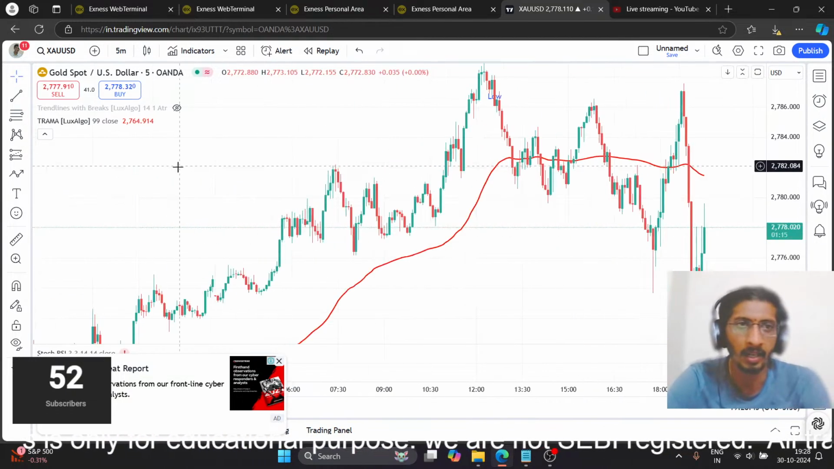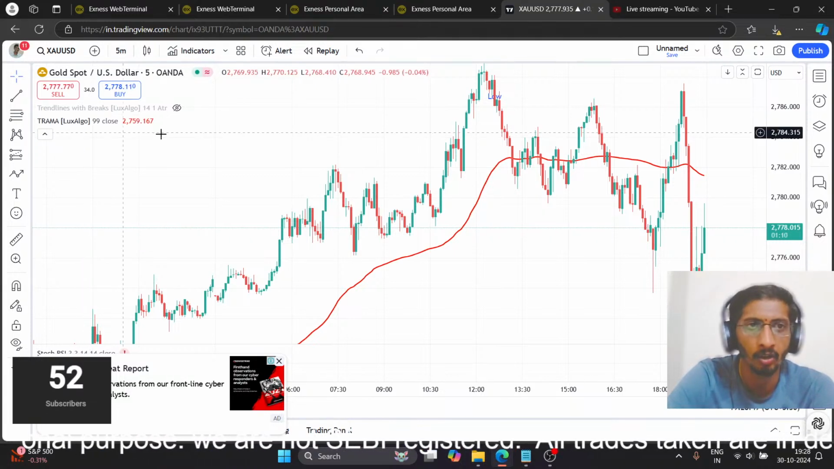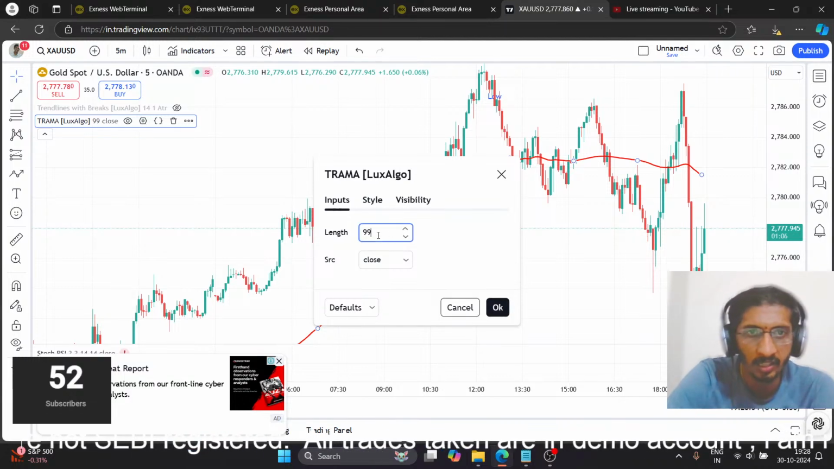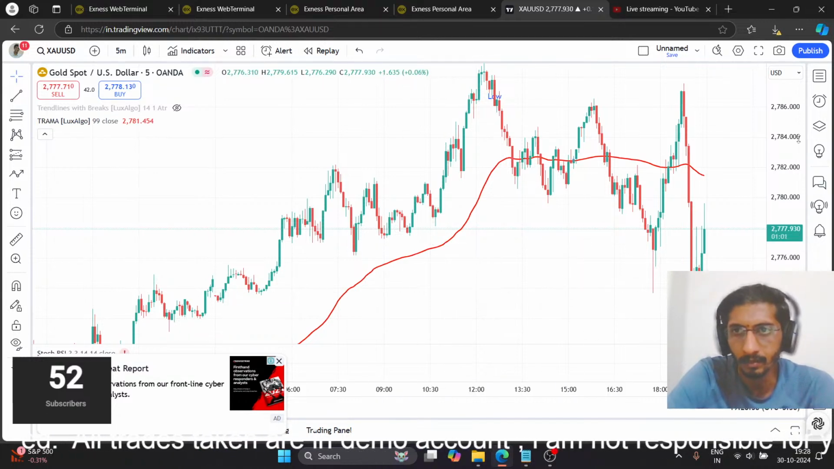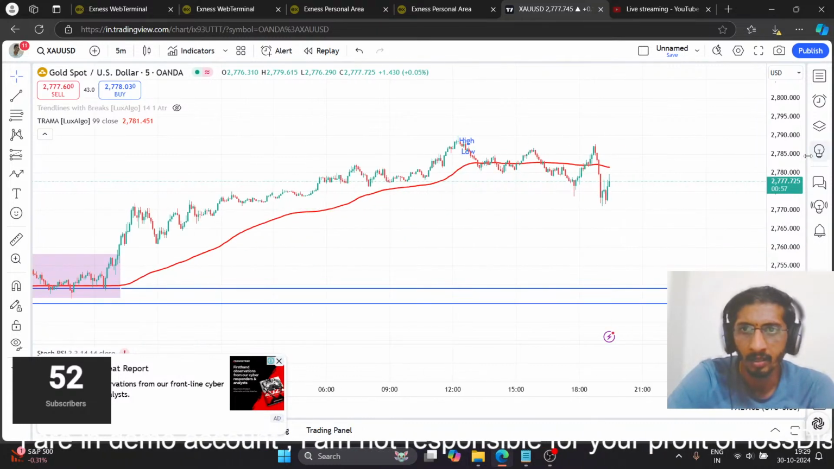So I'll just repeat the indicator again. It is TRAMA, by LuxAlgo. You'll just select it. Once you click on it, you'll get a pop-up like this. Change the length to 99 and SRC to close. So you'll get a red line. By looking at the trend, you know whether the market is in an uptrend or downtrend.